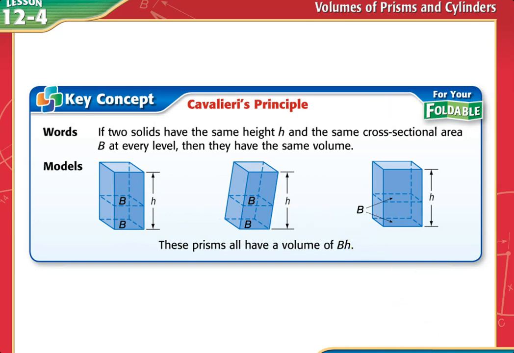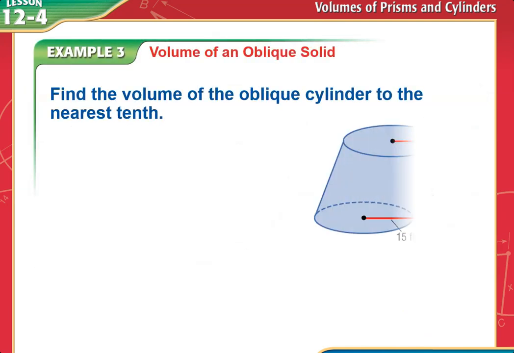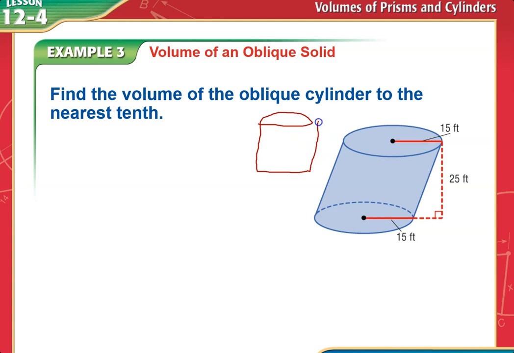Okay? So we're going to find the volume of the oblique cylinder to the nearest tenth. Basically, think of this as a cylinder that maybe is made of jello. You can push it over. That's all. There's no difference if this was standing straight up like this. The radius looks like it's 15. So remember, we're going to take pi radius squared, and that's the area of the base, and then we're going to multiply by 25.